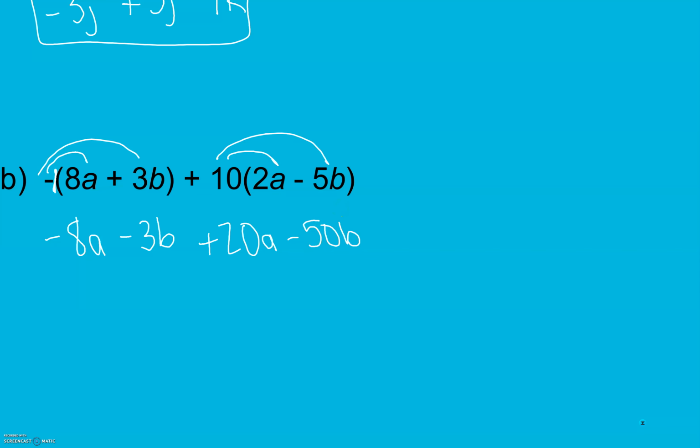The things we can combine are the things that have the exact same variable parts. My a's are the same, and my b's are the same. So I can take negative 8 plus 20 and get 12a. And I can take negative 3 minus 50, get minus 53b. Again, signs go with the numbers. Technically, we're changing subtraction to adding the opposite, and then we can commute those. So it's negative 3b plus negative 50b, which gets me to negative 53b.